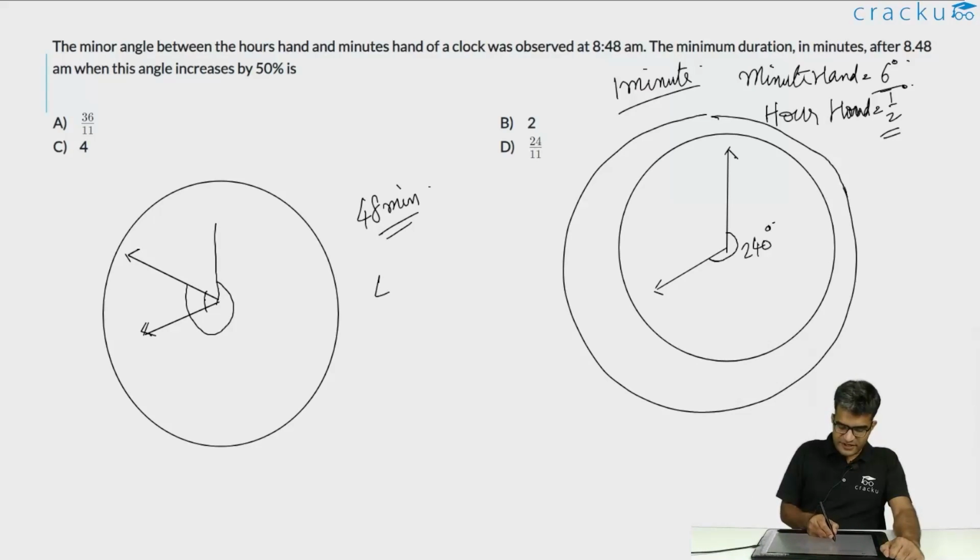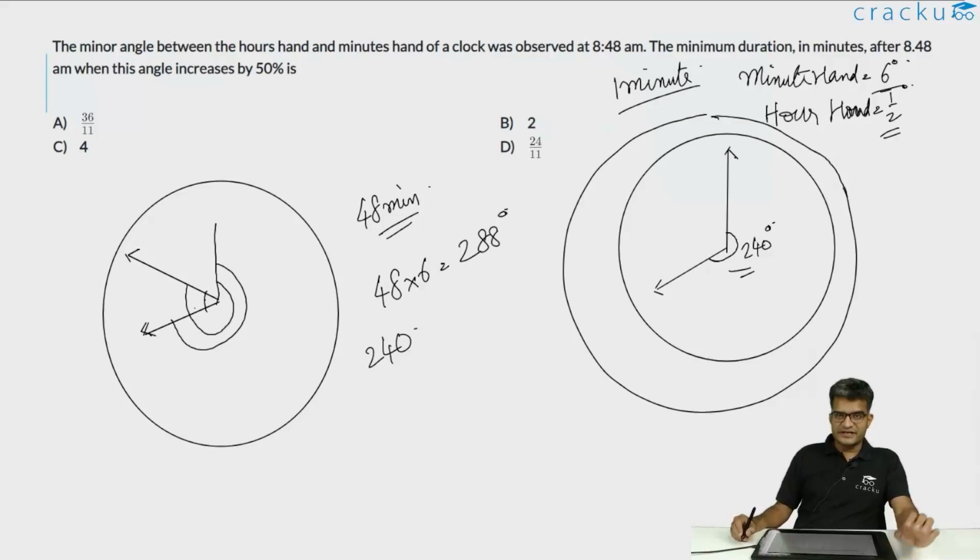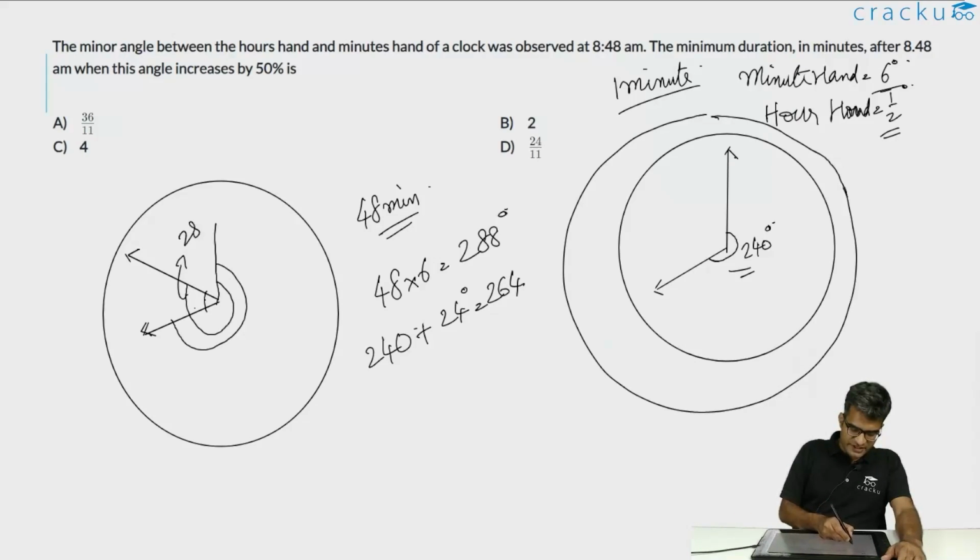That angle will be 48 into 6, which is equal to 288 degrees. What is the angle traversed by the hour hand? This angle. Initially it was 240 degrees at 8 o'clock. And in the 48 minutes, it will traverse another 48 by 2, that is 24 degrees. This is 264. So this angle over here is 288.